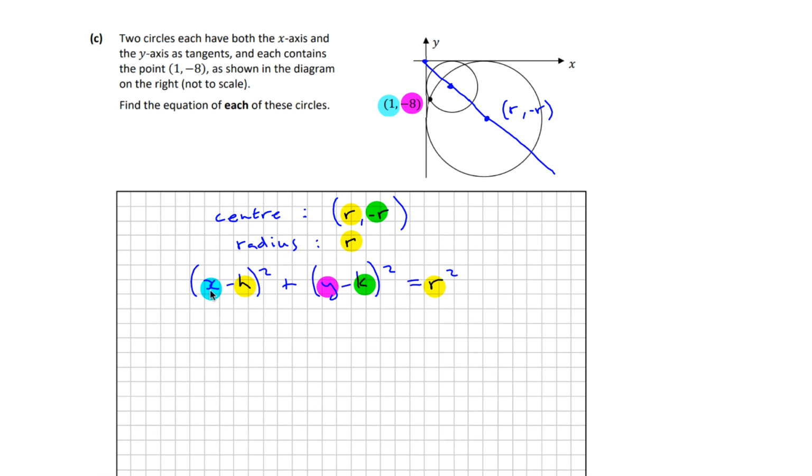So you'll see here, this will become (1 - r) squared plus (y is -8, minus k) squared. Now k is minus r, so be careful there. It's minus k squared, and that's equal to r squared. So this is an equation here. You can see already it's probably going to become a quadratic equation, and it's in r, so we can go from there.